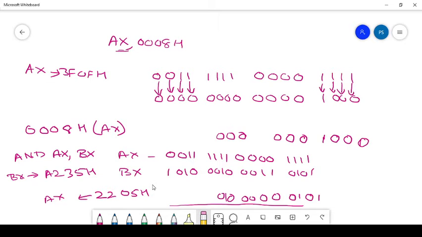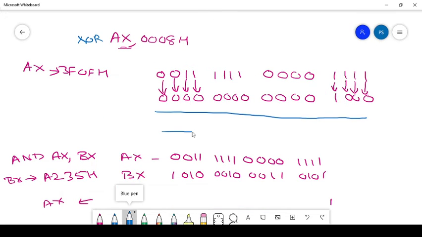In a similar way, for the XOR instruction, the instruction name is XOR. This is logical exclusive OR, bit by bit. As we know, for logical exclusive OR, if the two inputs are different, if it is 1 0 or 0 1, the output is 1. If both are 1s or both are 0s, the output is 0.